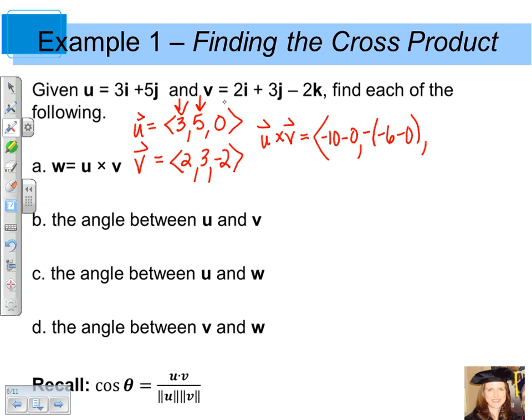And then our last term, we cover up that k column and find the determinant of the remaining 4 components. 3 times 3 is 9, and 5 times 2 is 10, 9 minus 10. When we simplify the results, I'm using the component form of a vector, but you can also use the ijk form of a vector to get the result of negative 10 as the first component, positive 6, and negative 1.